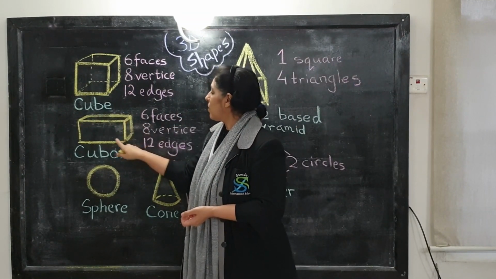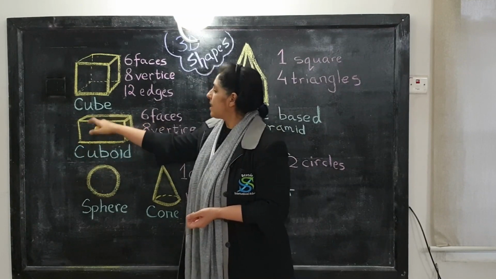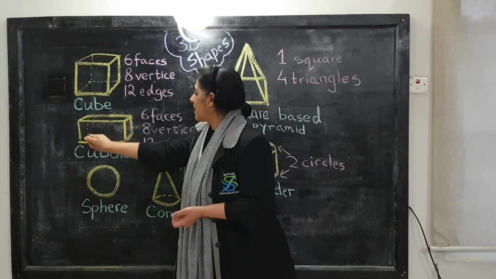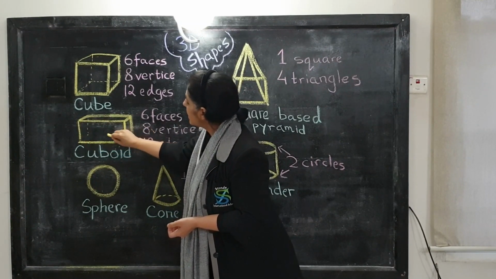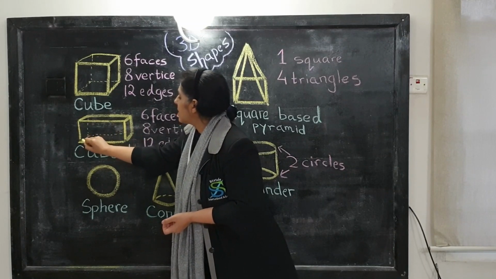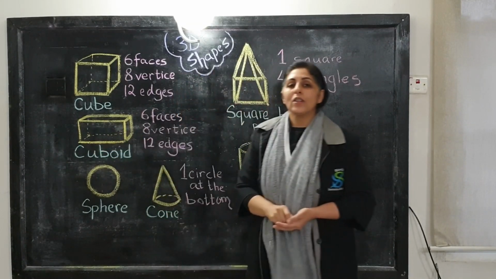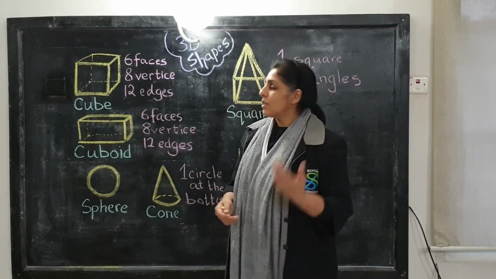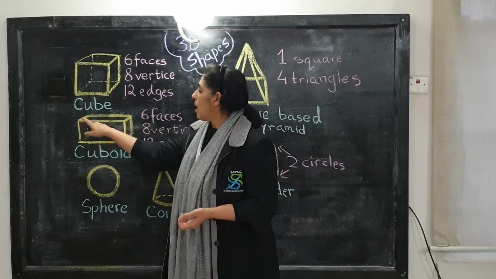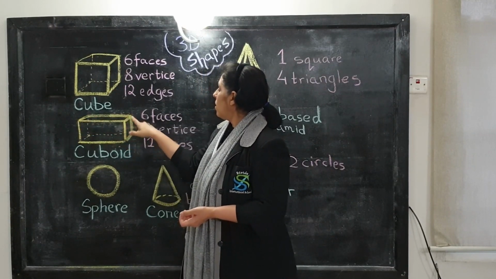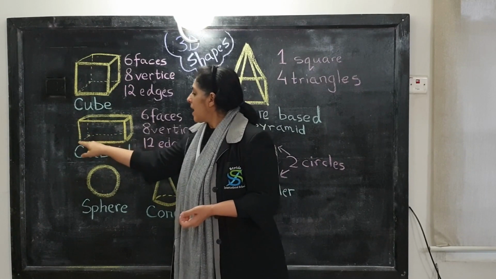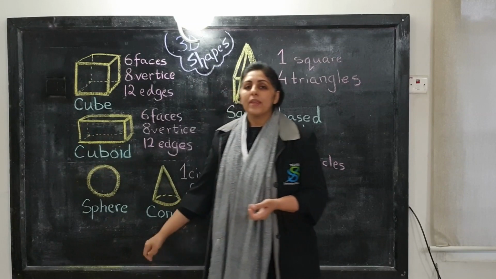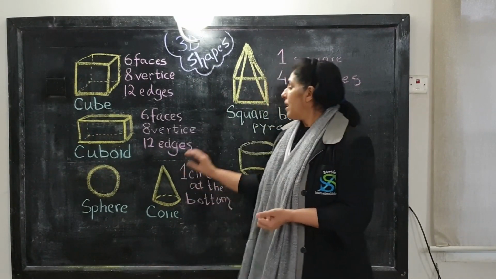8 vertices, 8 corners. 1, 2, 3, 4, 5, 6, 7. Let's draw the 8th corner again. And this goes like this from here and joins here. This is your 8th corner. Moving on to 12 sides. What are the 12 sides? The 12 sides are the 12 edges. 1, 2, 3, 4, 5, 6, 7, 8, 9, 10, 11, 12. These are the 12 edges.